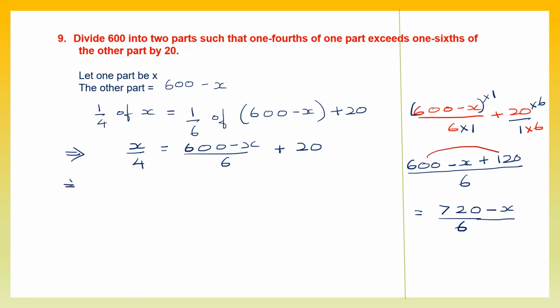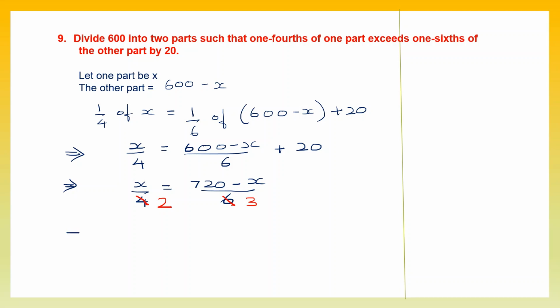So left hand side we have x by 4. On the right hand side we have (720 minus x) by 6. Now to simplify this further, to make our work easier, we can cancel the two denominators here in an equation. Only in an equation you can cancel the two denominators by a common factor. 2 is a common factor, isn't it? 2 2s are 4 and 2 3s are 6.